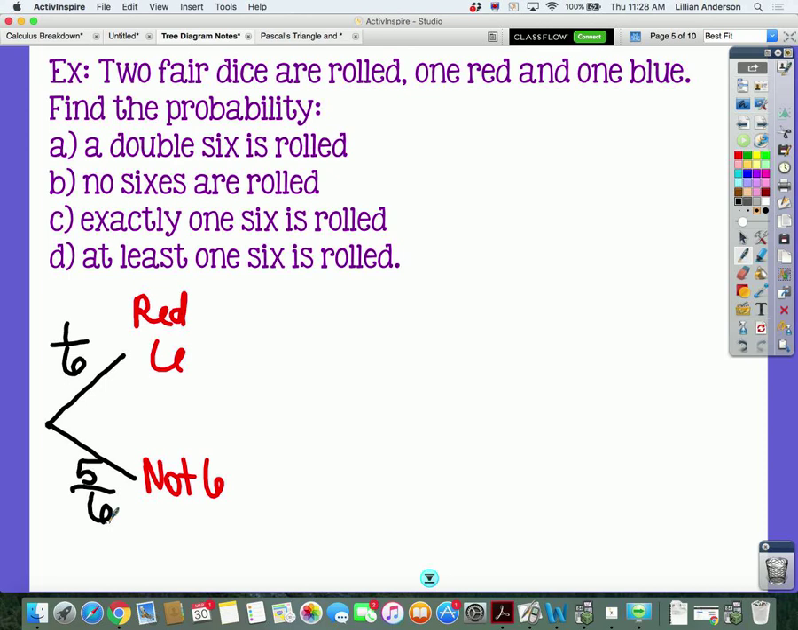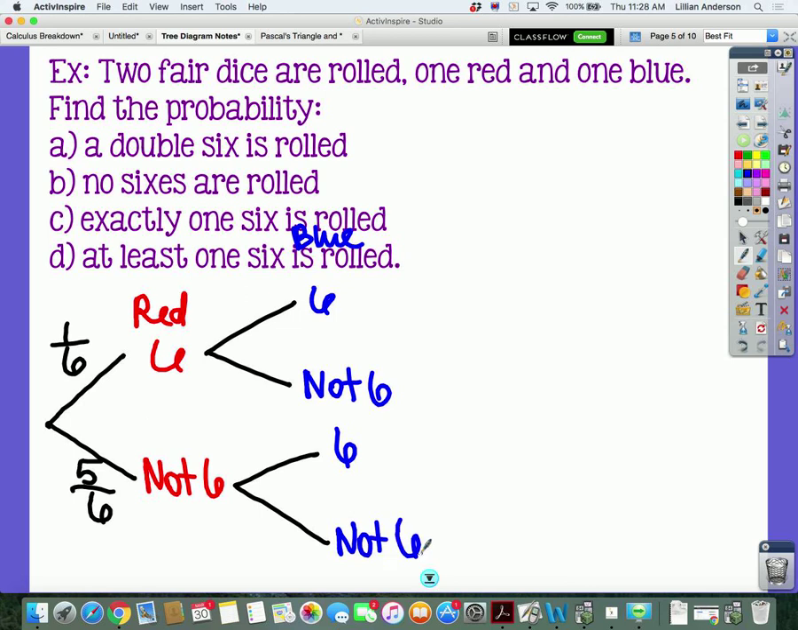If you roll a 6 on the red die, you're still going to have two outcomes on the blue die. What are your two outcomes on the blue die? Six and not a six. If you roll something other than a six on your red die, you're still going to have two outcomes. What are those two outcomes? A six and not a six. And again, we're getting these outcomes based off of what our question is asking us. Are those going to be the same probabilities for this branch? Yes. Because again, rolling the red die has no effect on rolling the blue die.